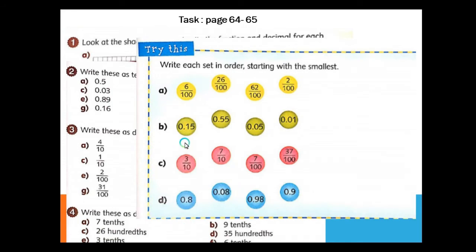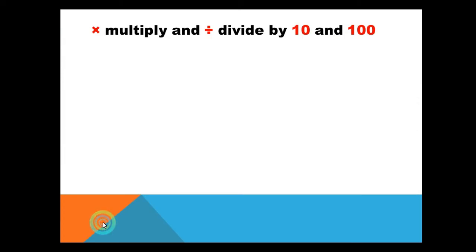Now you're going to order these from the smallest to the biggest. Now you have common denominator. So which one is the smallest? 2, followed by 6, followed by 26, and the highest is 62. Alright, then you get to until you get to D. Okay, so let's go to the next slide. If you have any doubt or concern, kindly send your answers and questions, and I'll gladly be of help.